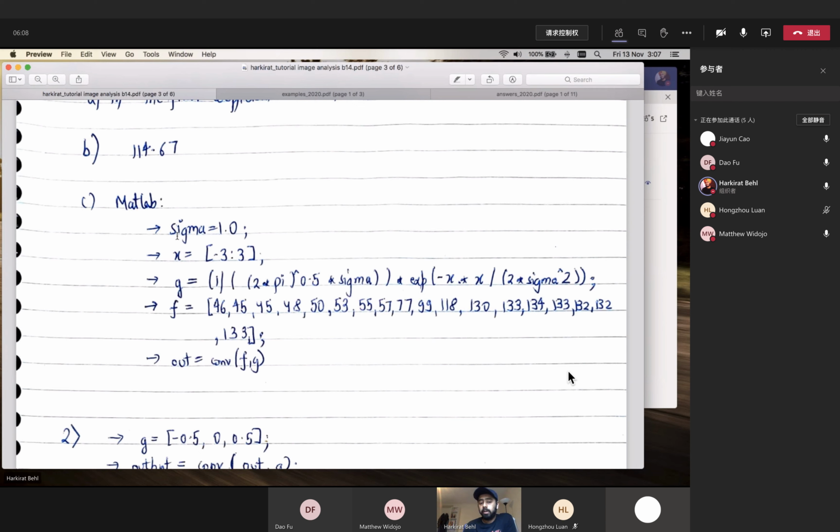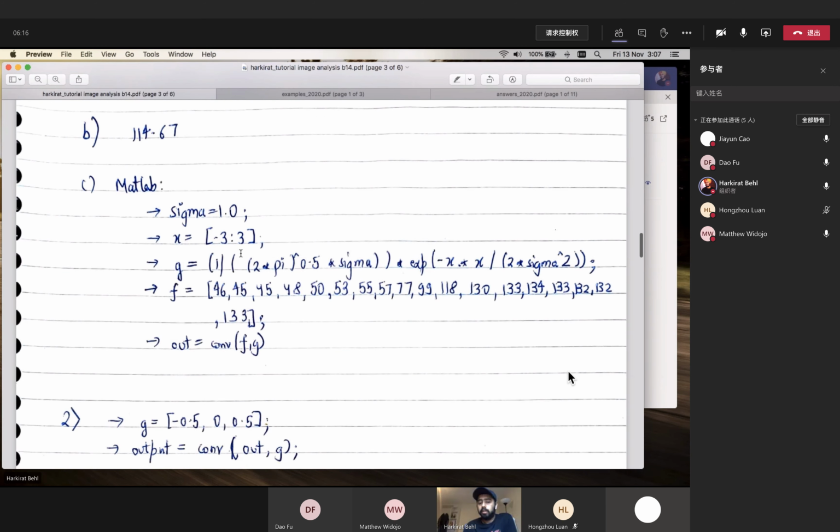So let's say that the sigma is 1.0. Again, we decided that x values will be from -3 to 3. And this is just the distribution, the Gaussian distribution that we wanted. So exponential of minus x square, this is like a pointwise product because it is a vector, upon 2 into sigma square. And this is 1 upon root 2 pi sigma.